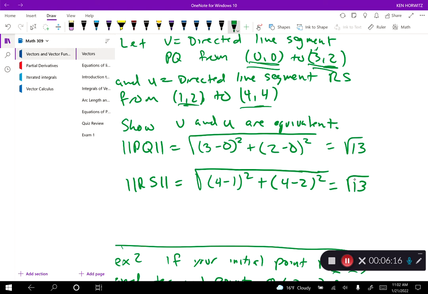In two-dimensional space, we can show direction by using slope. So again, our slope formula is going to be y2 minus y1 over x2 minus x1. So I need to show the slope of PQ, and I need the slope of RS.